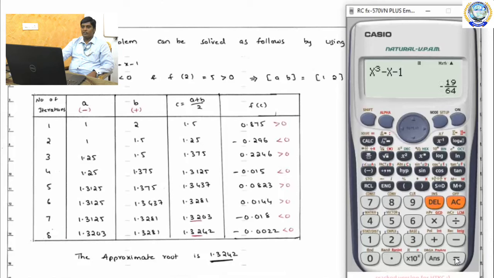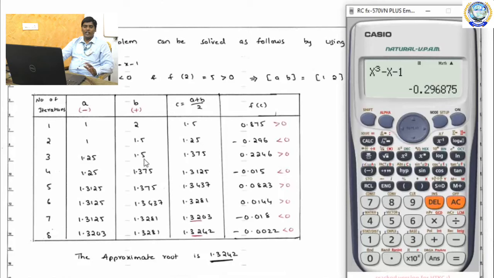So press equal. We will get the value minus 0.29685. So for our convenience, I didn't write all these things. Just I adjusted up to 3 decimals. So minus 0.29685. Mostly it gives value only for the sign. Don't bother about these values. Just we are checking whether it is positive or negative. So it is a negative value. So I want to replace negative a by 1.25. Positive is same, 1.5. So the root lies between 1.25 and 1.5.